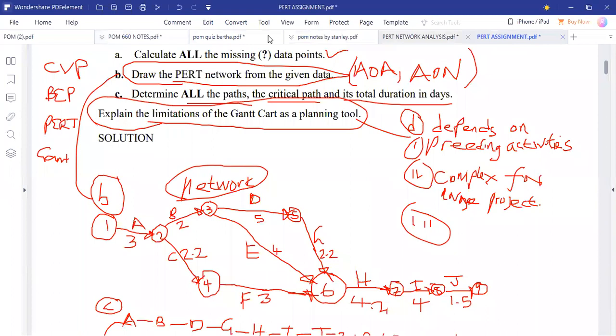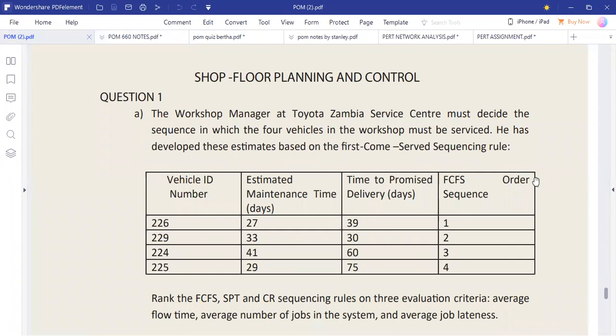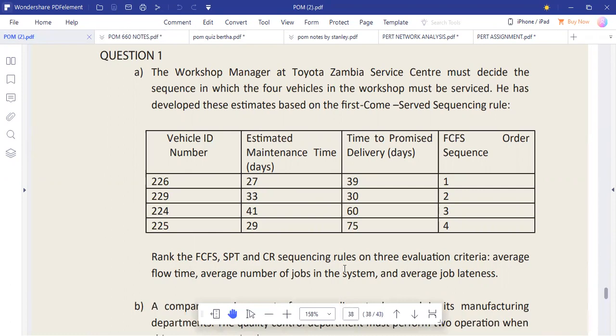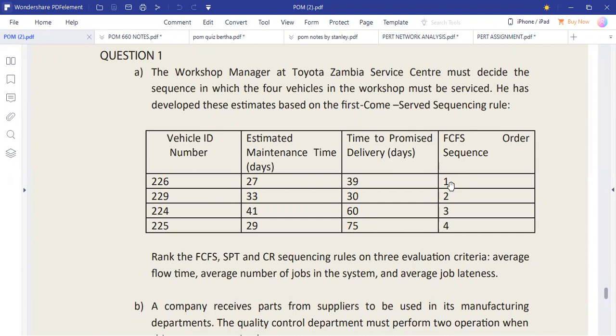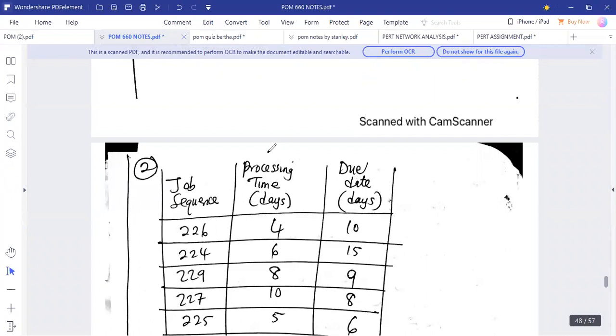So if we are to go an extra mile, looking at the jobs here, 226, 229, 224, 225, it's the same concept, where they are ranked based on first come, first served, with the processing time, the time to promise delivery. So this is first come, first served. This one was the first job that came, 226, 229 number two, 224 number three, 225 number four. I have to make mention here that the processing time is also called the time to promised delivery.